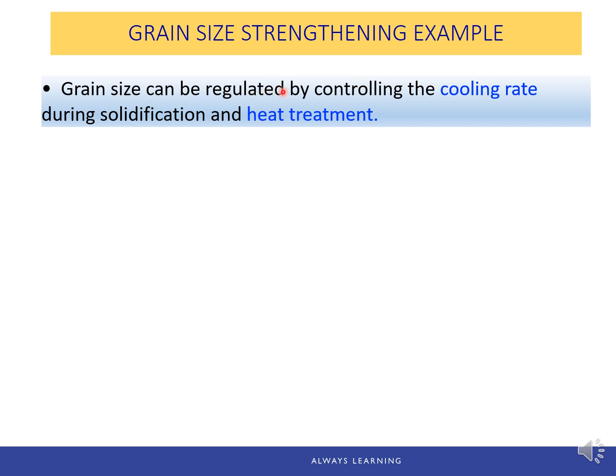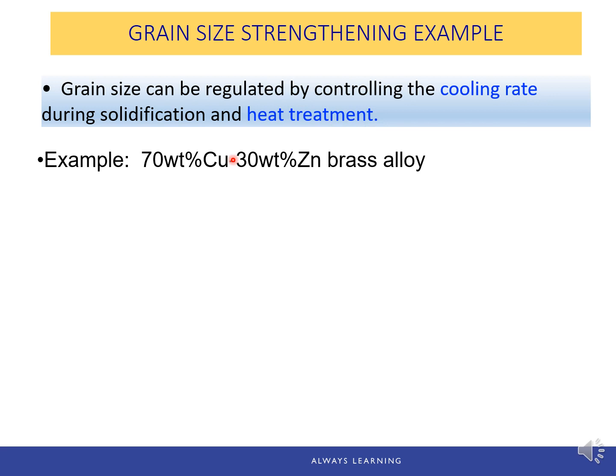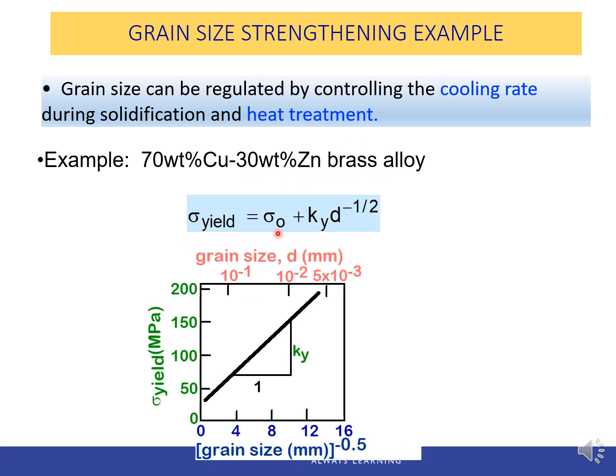Grain size can be regulated by controlling the cooling rate during solidification from the liquid phase, and also by plastic deformation followed by an appropriate heat treatment, which we will learn later. So here is one example of grain size reduction strengthening a brass alloy. Using the Hall-Petch equation and also from the measurement, we plot the reciprocal of the square root of d, which is 1 over square root of d, versus the yield strength sigma y. So it's a linear relation. The yield strength of the brass alloy increases linearly with 1 over square root of d.